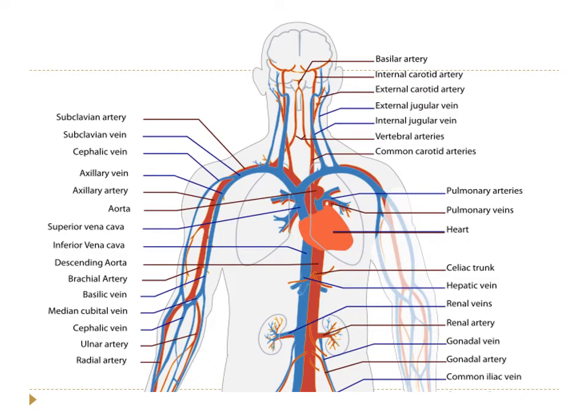I want to take a moment now to show you some of the circulatory system for the head and neck. This is a little bit limited, but we'll do our best. And then we're also going to look at going out into the arm.